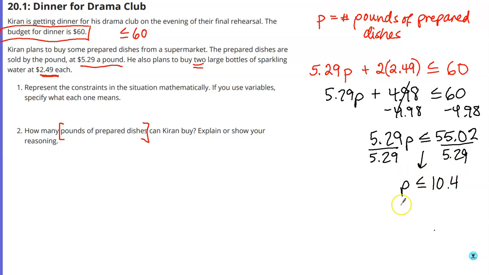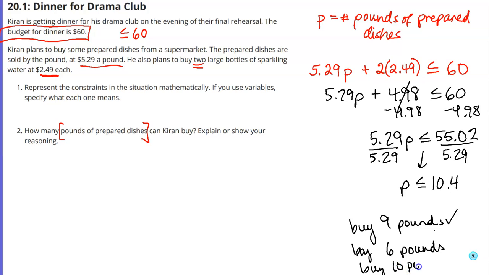So one possible solution would be if I could buy 9 pounds. That would work. I could buy only 6 pounds. I could even buy 10 pounds. All of those would be solutions because they would work. Okay.